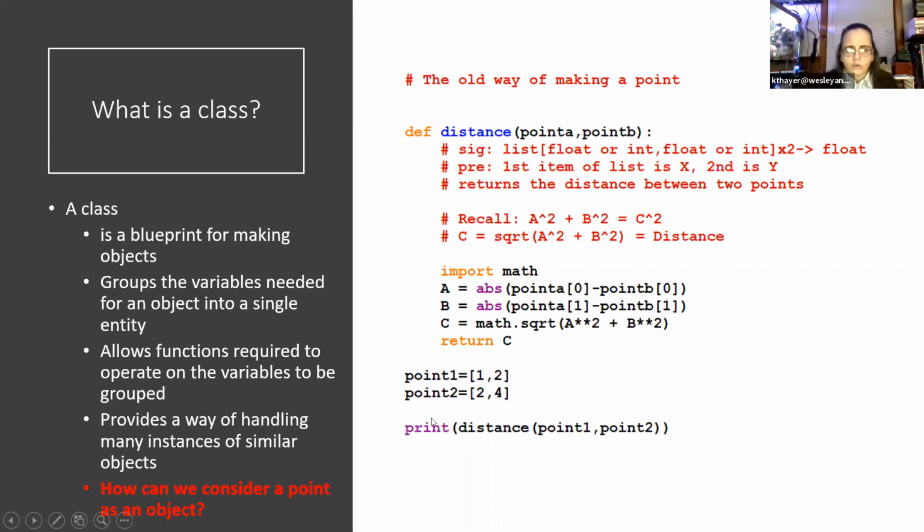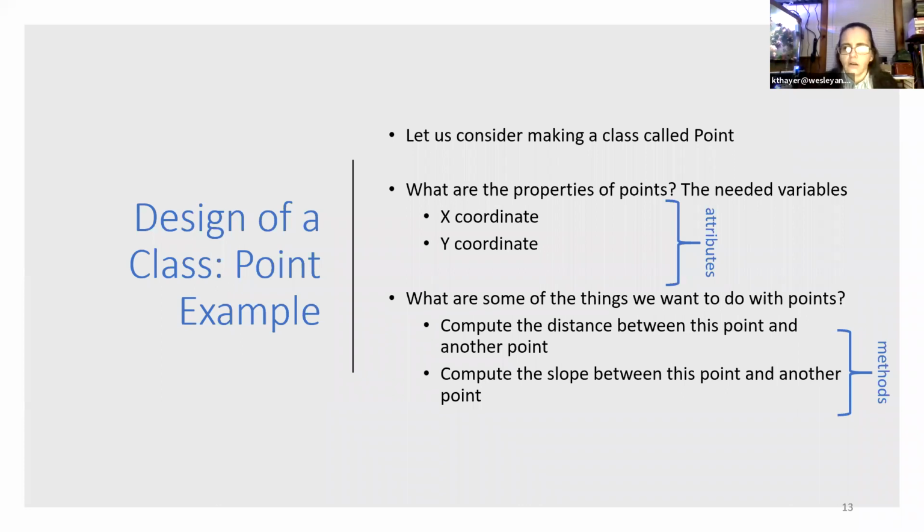And so then what we're going to do is print the distance of point 1 and point 2. So we will run this function, and then we will get our distance out. And that would be the old way of making a point. Do you agree? So all of you should be able to write something like this already at this point, not object-oriented programming. So let's take a look at how we might do this a little bit better.